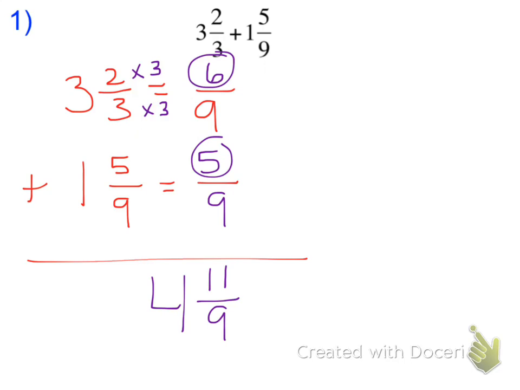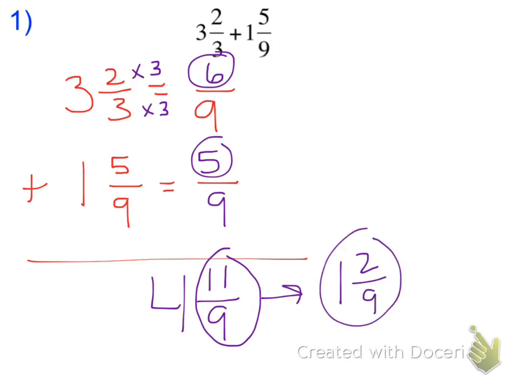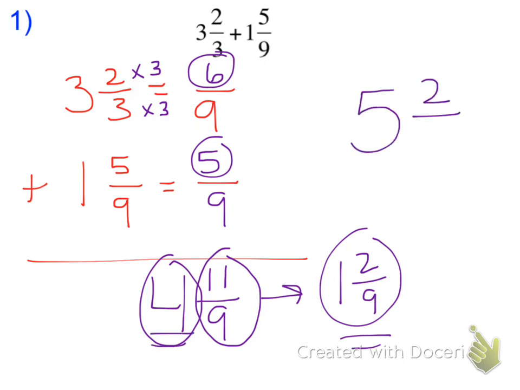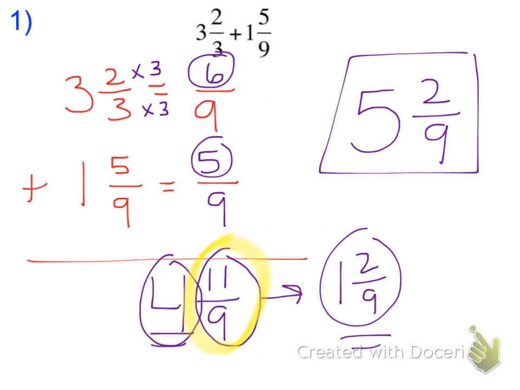I can definitely not leave my answer like this because this is an improper fraction. So I first change this into 1 2/9. But now you need to add that 1 2/9 onto the 4. So 4 plus 1 2/9, my final answer is 5 2/9. 2/9 is lowest term, so you're good. But again, the most common mistake is kids do not switch this into a mixed number and then add it on to the whole number.